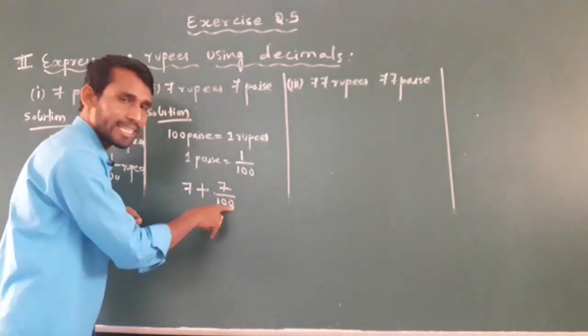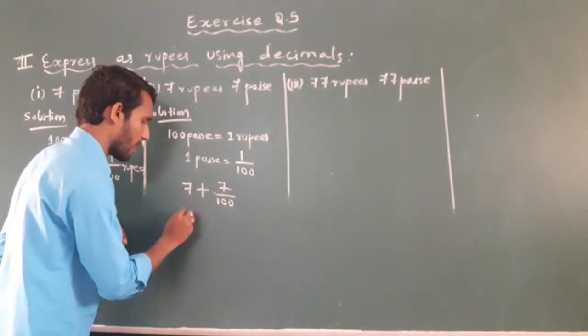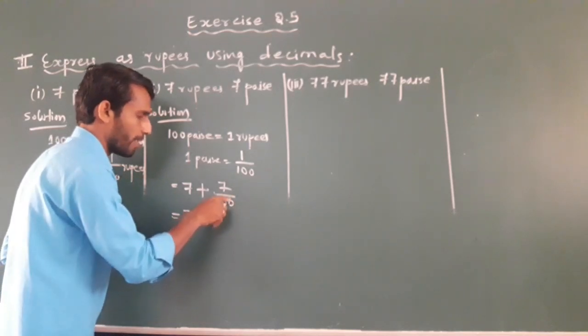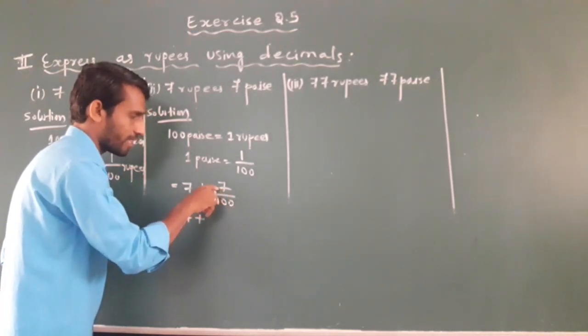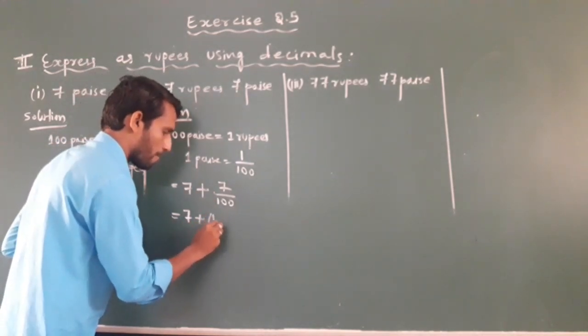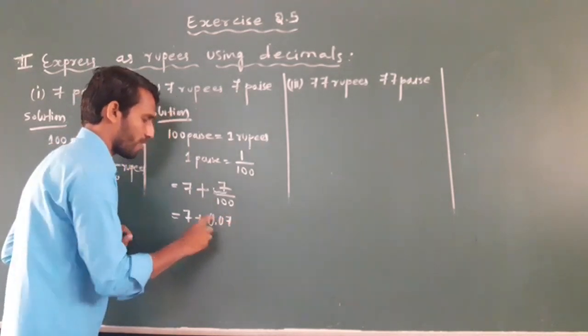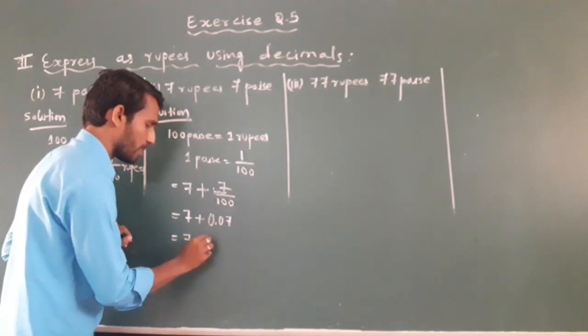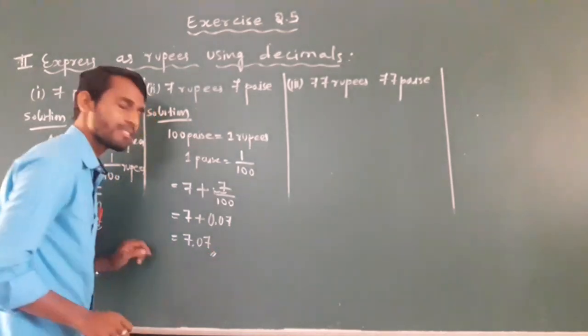We have to shift 2 numbers. When we shift the decimal point after 2 numbers, we get 0.07. When we add these two, we get 7.07 rupees. This is the solution.